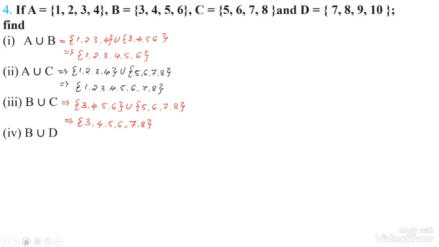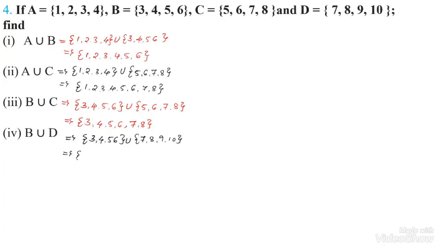Next question. Question number 4. B union D. Set B containing the elements 3, 4, 5, 6 union D, 7, 8, 9, 10.